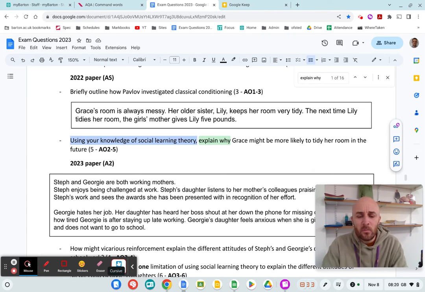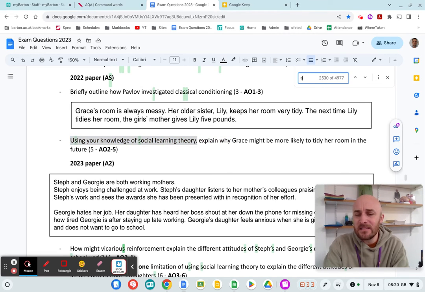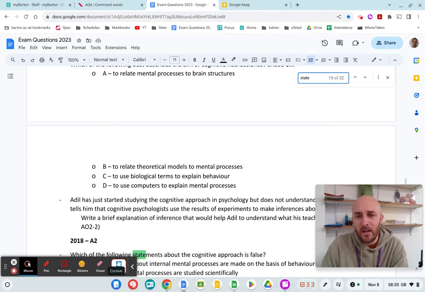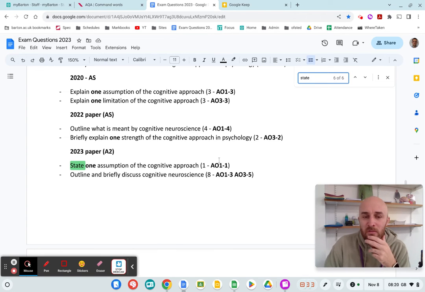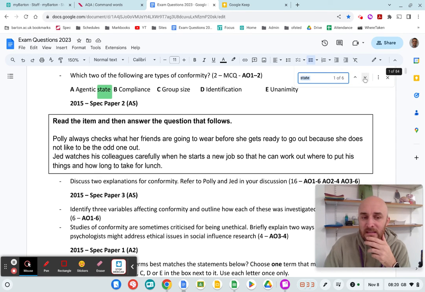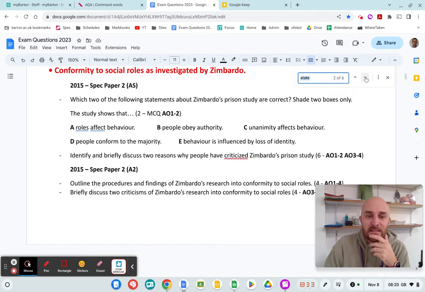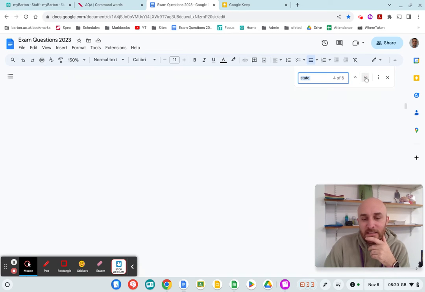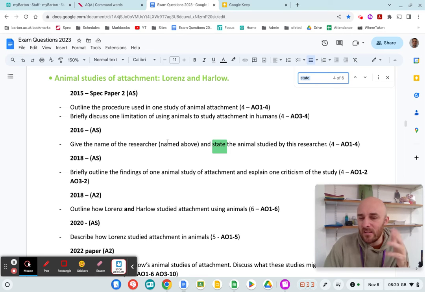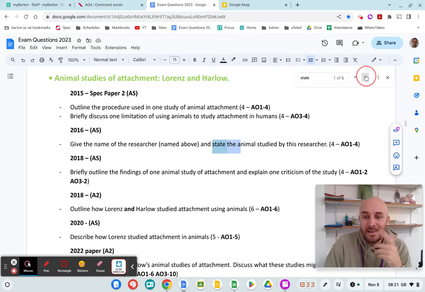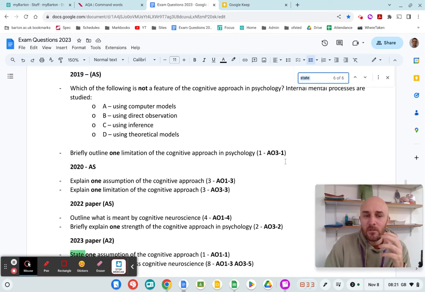There's a couple of easier ones. State is an easy one. So look, here we go: state one assumption of the cognitive approach. That the mind works like a computer. One mark, very easy. Agentic state. This one's easy too: give the name of the researcher, it's Lorenz or Harlow, and state the animal being researched, grey lag geese or rhesus monkeys. They're quite rare, but they are very, very easy.